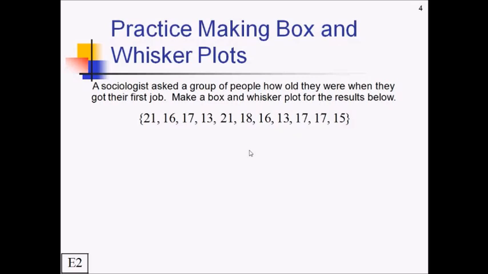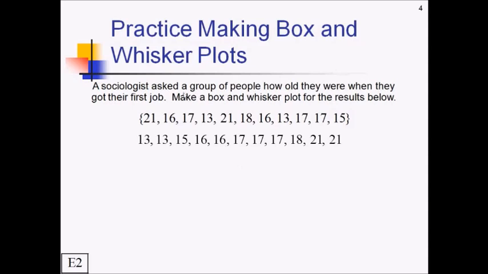All right, so let's put these in order. Lowest number is 13. Wow, that's pretty young to have a first job. So we've got 2 of those. And then after 13, do I hear a 14? No. Do I hear a 15? We've got a 15 right here. How about 16? We've got 1, 2 of those. 17, 1, 2, 3 of those. We've got an 18. And we've got a few who waited a few years after that. I guess they went to college and didn't work in college. These 2 21-year-olds.